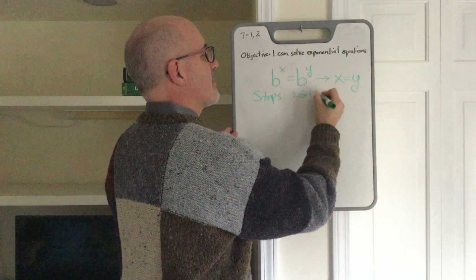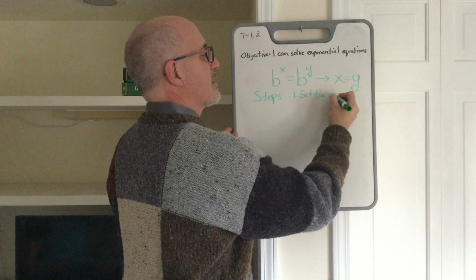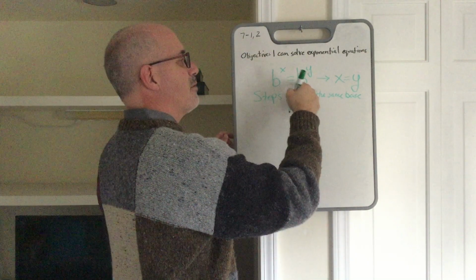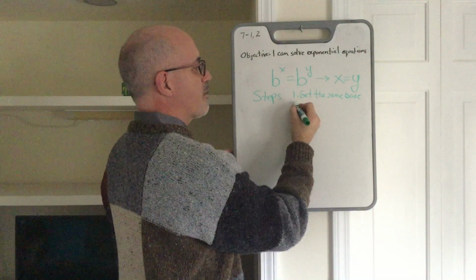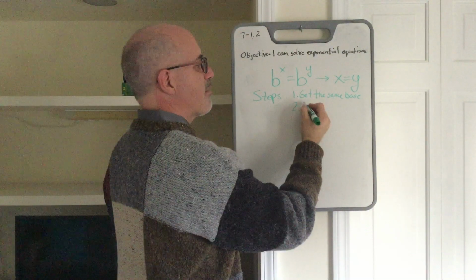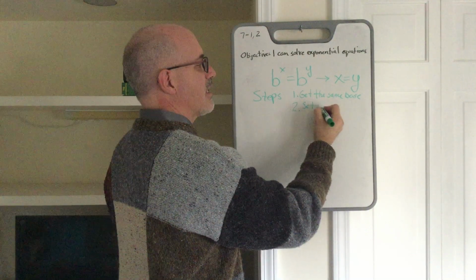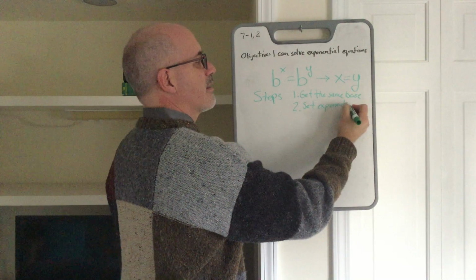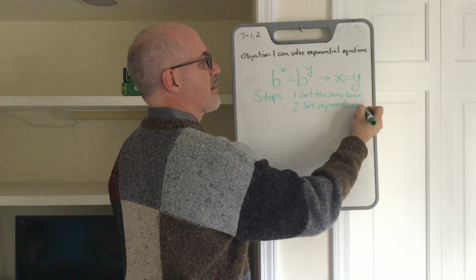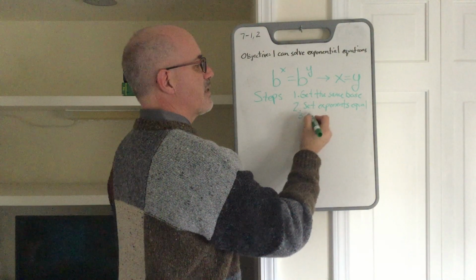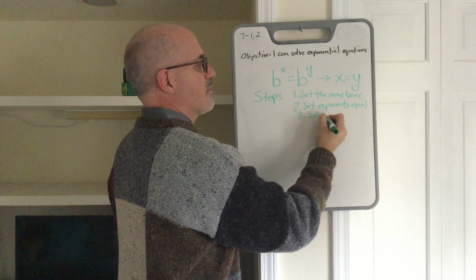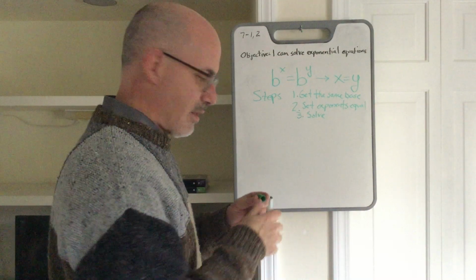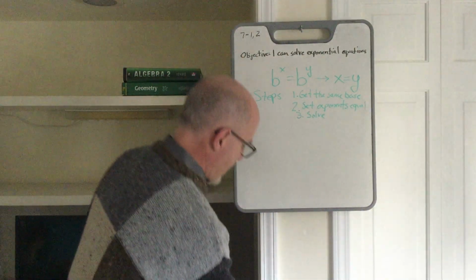Okay, so in this case, we had b and b, so the exponents could be set equal. So the second step is to set the exponents equal. And then the third step is to solve. So let's do a couple of examples. We'll do two to help us understand how these work out.